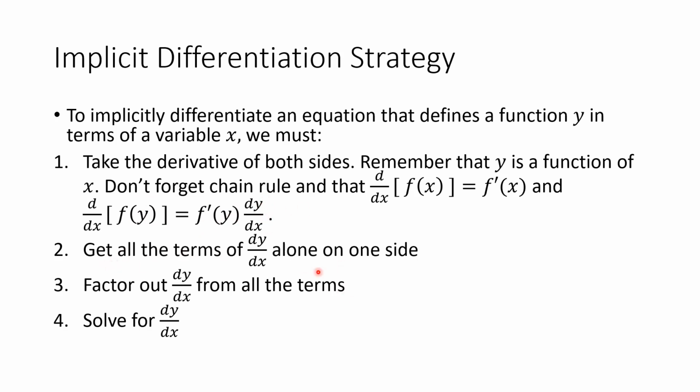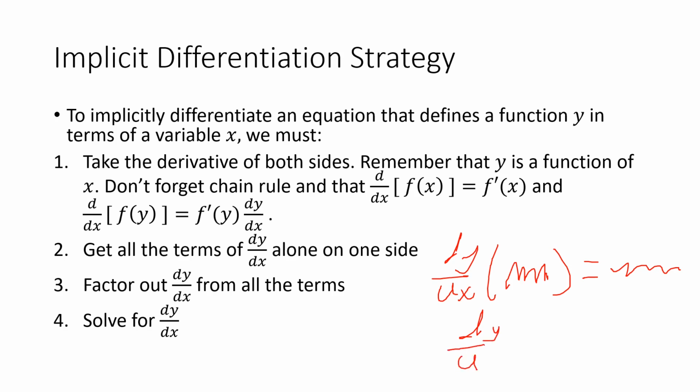Then we'll get all of our terms with dy dx alone on one side and factor them out, so we'll usually have something of the form dy dx times a quantity equal to something. Then we end up dividing, to have dy dx equal to this over this. It works out pretty well because we're left with dy dx, and we have found the instantaneous rate of change, which is very cool.